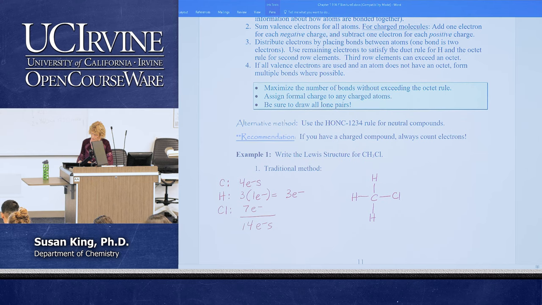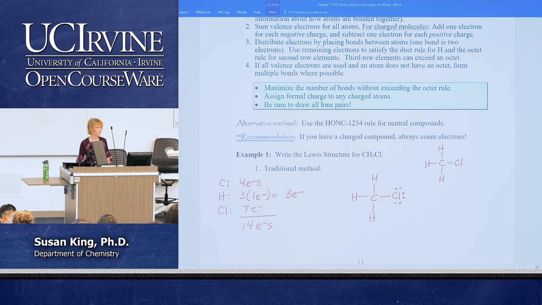And now let's add up the electrons. We have 2 for each bond: 2, 4, 6, 8, 10, 12, 14. Okay, that works out really well. That was just using the HONC rule, but also the condensed structure does tell us that we have a CH3, and then that's bonded to a Cl.